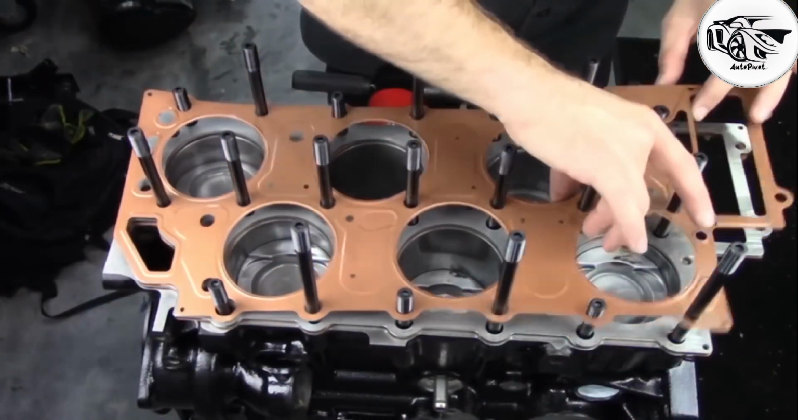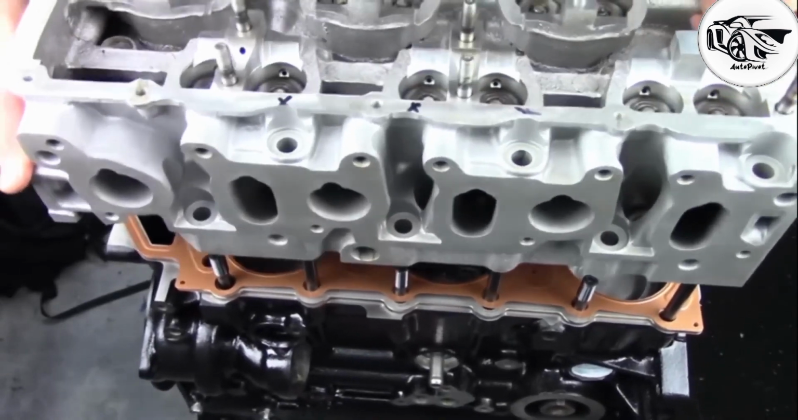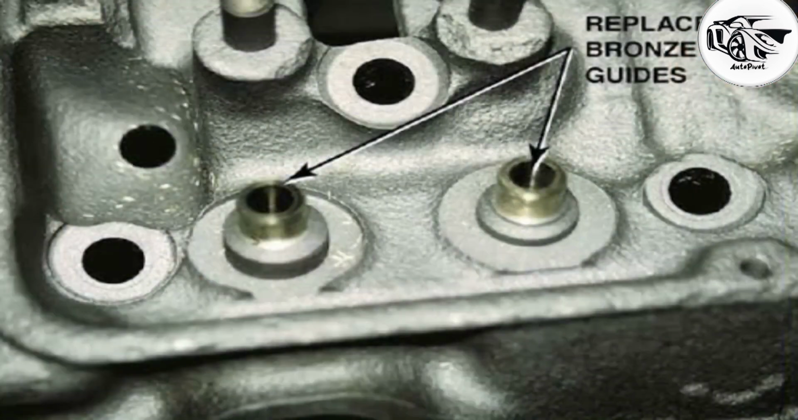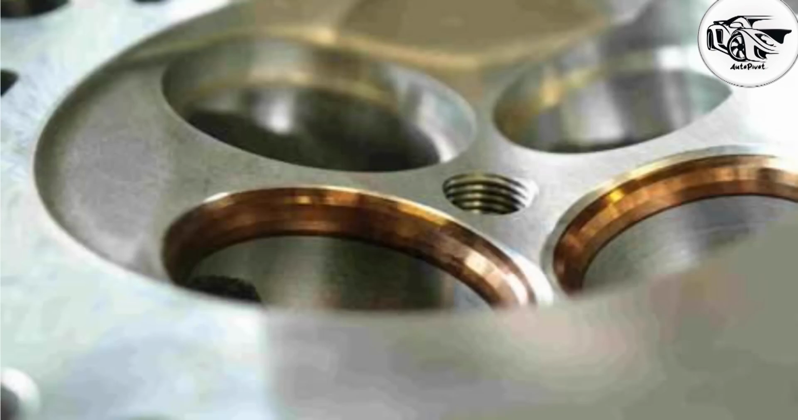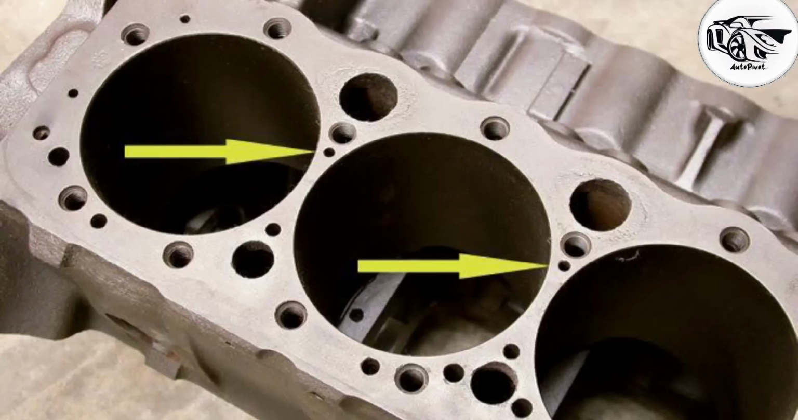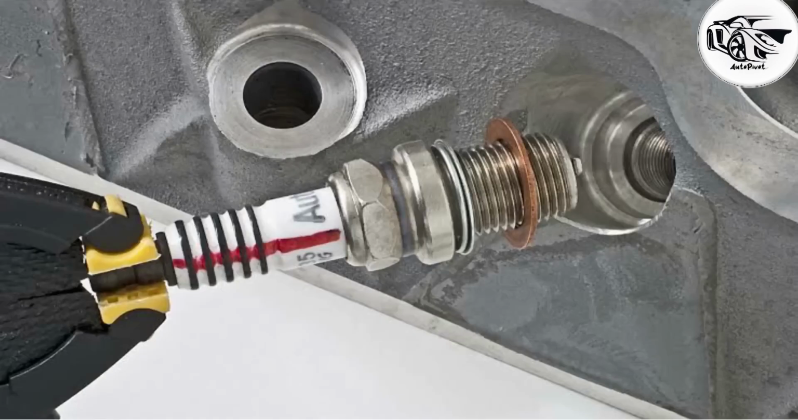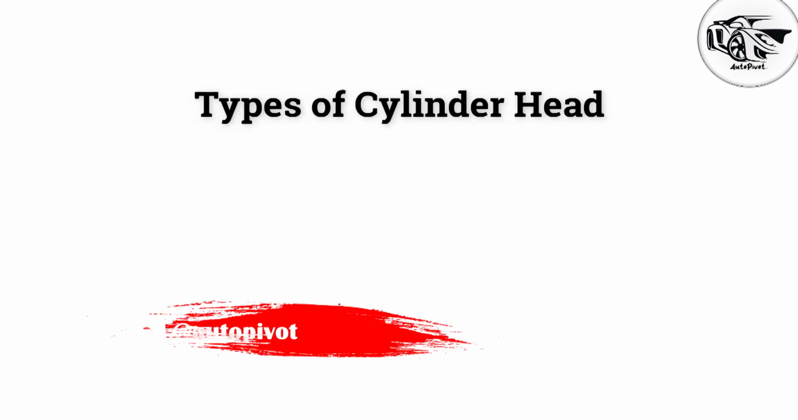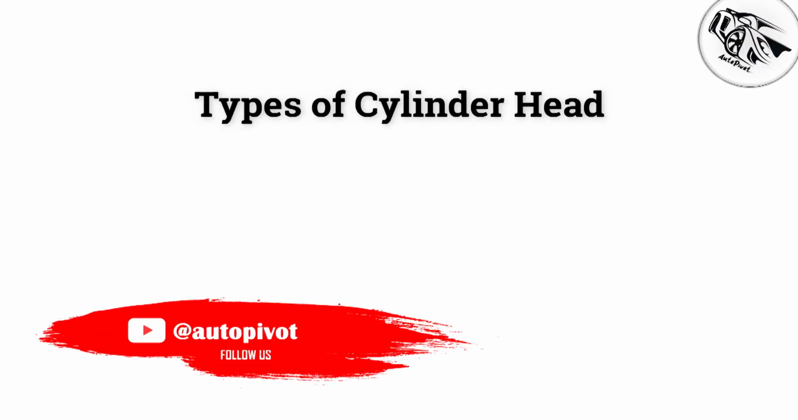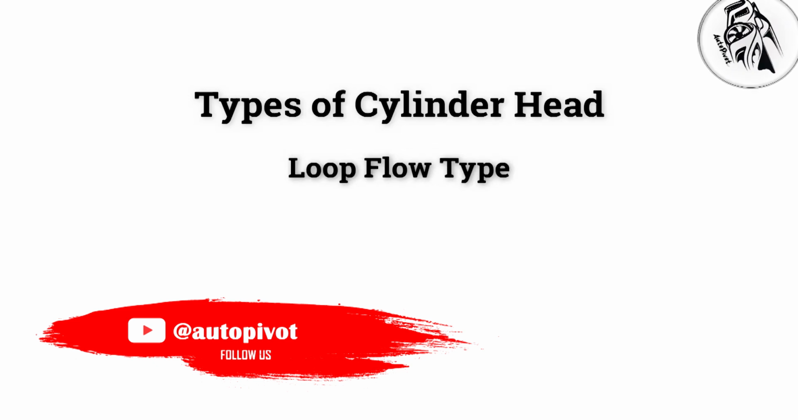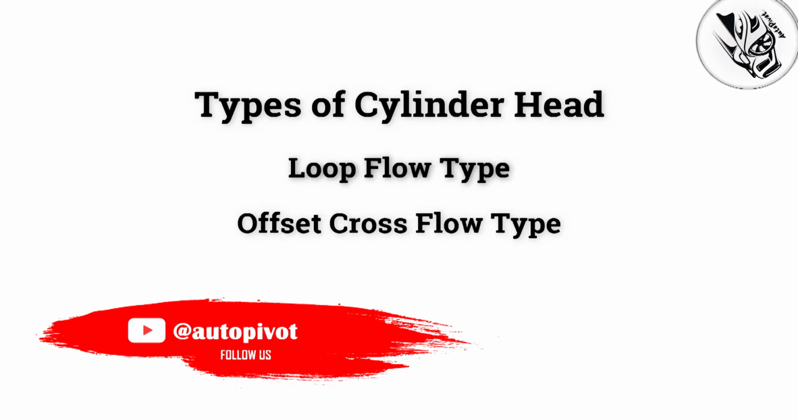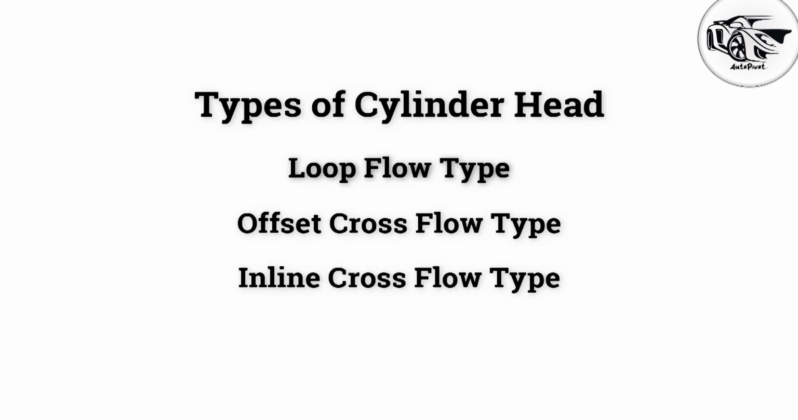The cylinder head contains a combustion chamber above each cylinder, and it also contains valve guides, valve seats, ports, coolant jackets, and threaded holes for spark plugs. It incorporates passages for the flow of cooling water. There are three different types of cylinder head available that depend upon the valve and port layout: loop flow type, offset cross flow type, and inline cross flow type.